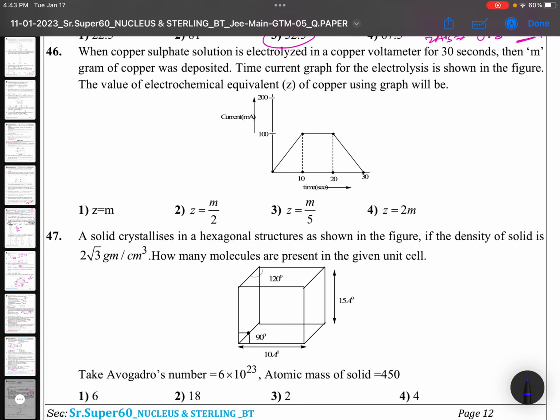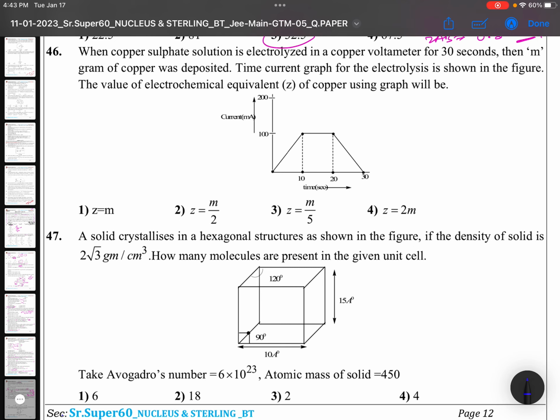Chemistry Grand Test 9 Part 2. Actually, it is a little boring paper with lengthy questions. Now we will go with the 46th question. When copper sulfate solution is electrolyzed in a copper voltameter for 30 seconds, m gram of copper was deposited. The time current graph for the electrolysis is shown in the figure.